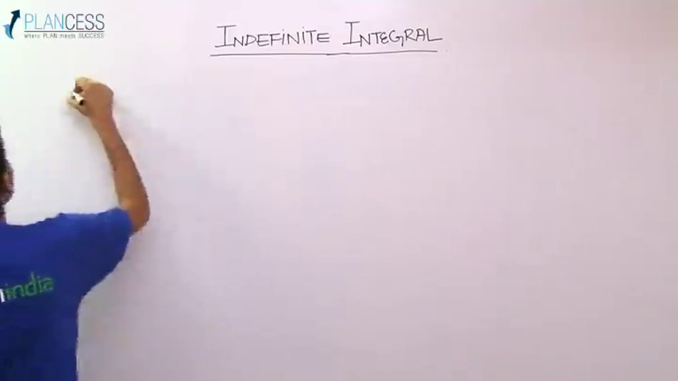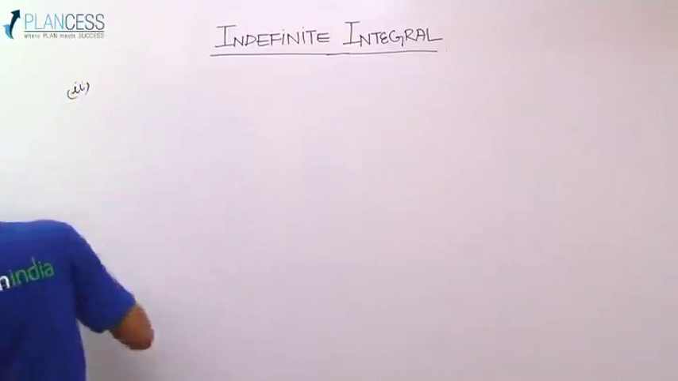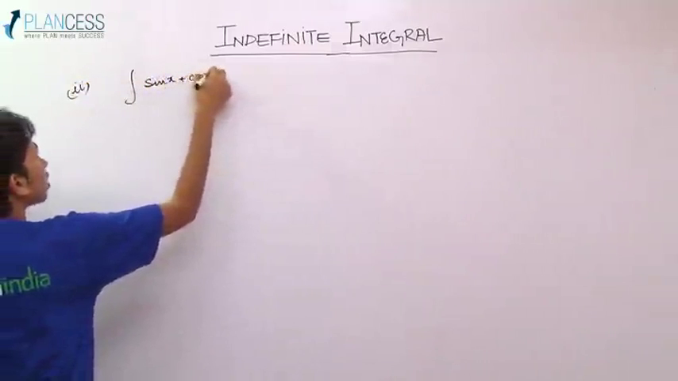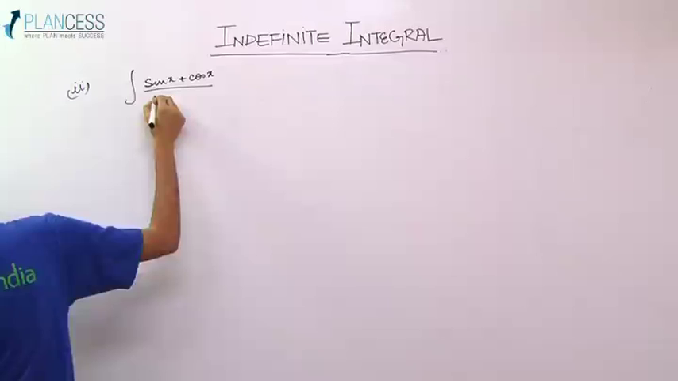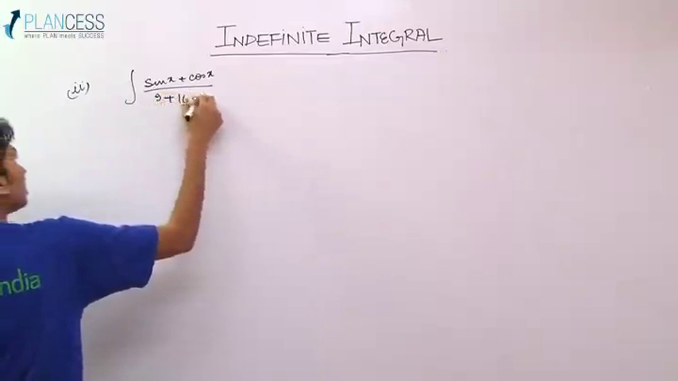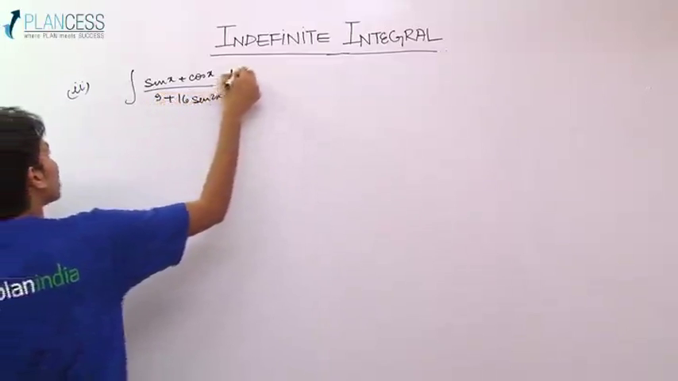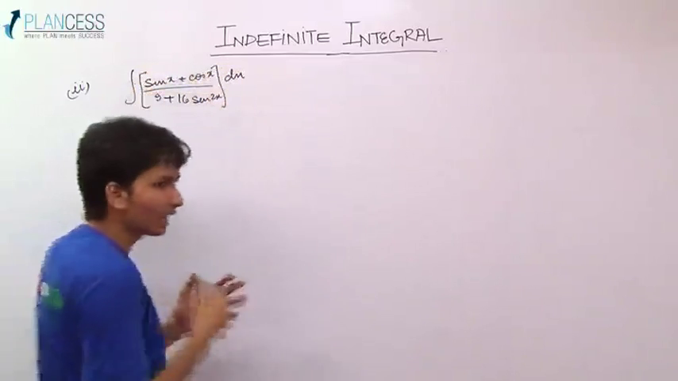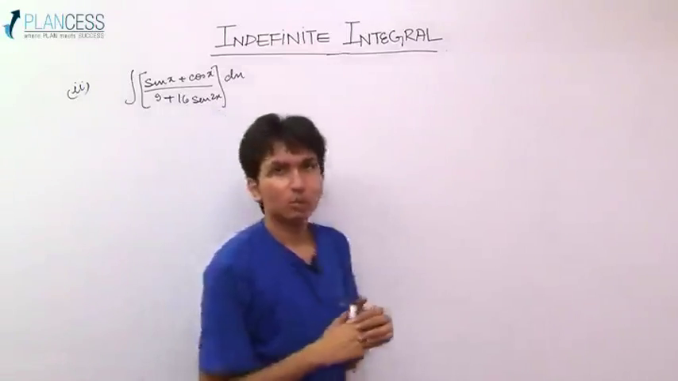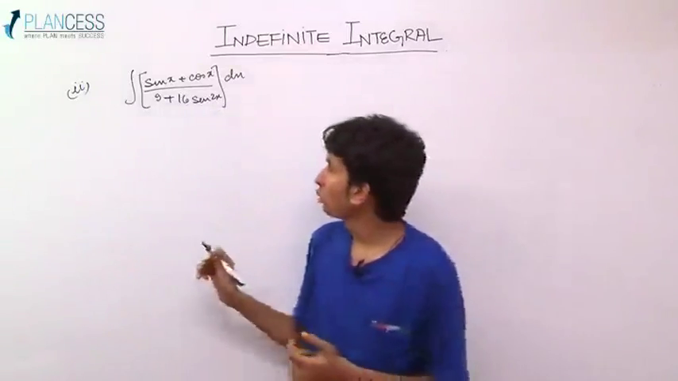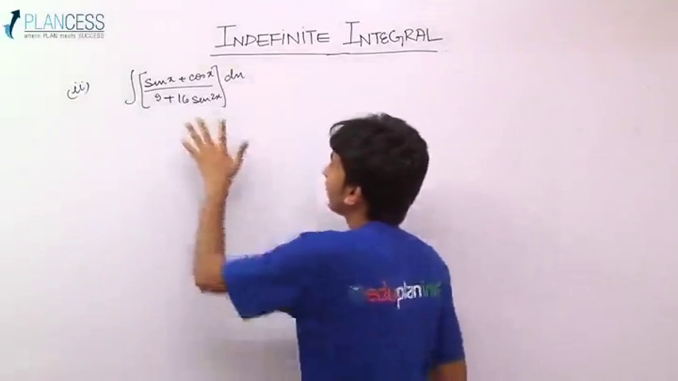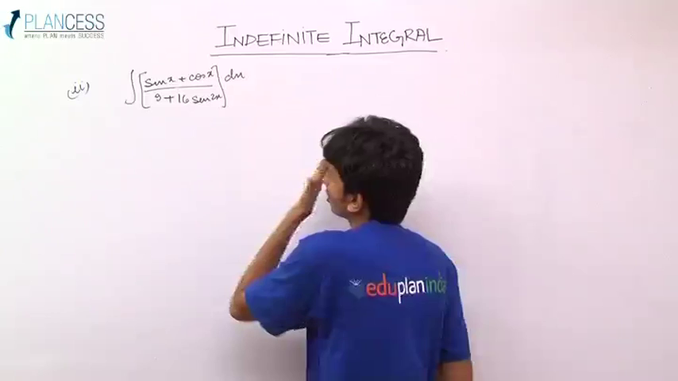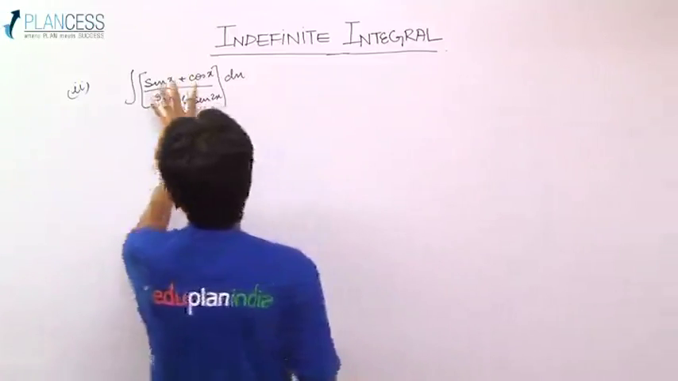This one's easy if you know trigonometry. This is the integral of sin x plus cos x upon 9 plus 16 sin 2x dx. This question is also using the same trick that I used in the previous question, so as a hint I am telling you. Here also you can see that the denominator is actually a function of the integral of this.